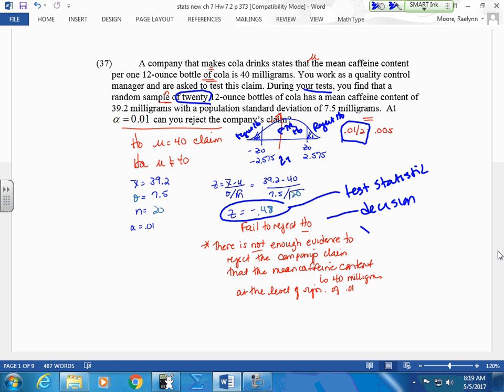Now, if you fail to reject H0, does that mean you go along with it? If you fail to reject it, yeah, we're going to go along with it. So we follow our chart. Our claim is H0. We fail to reject H0. We have to say this: there is not enough evidence at a level of significance of 0.01 to reject the claim that the mean caffeine content is 40 milligrams. You've got to say that. You know on the test that's going to be there. That's the culmination of this whole thing.